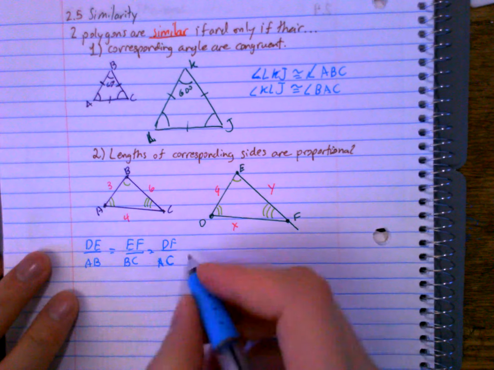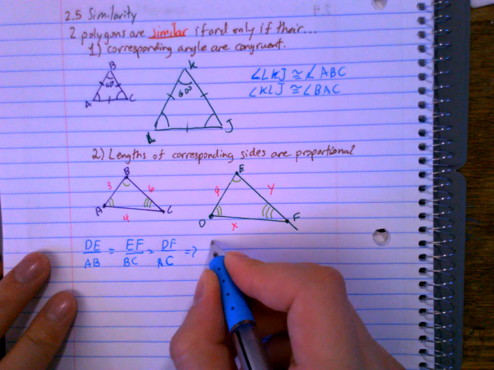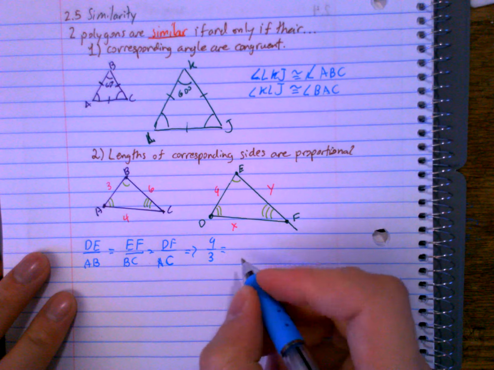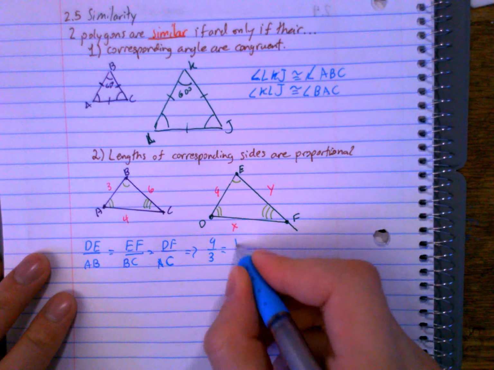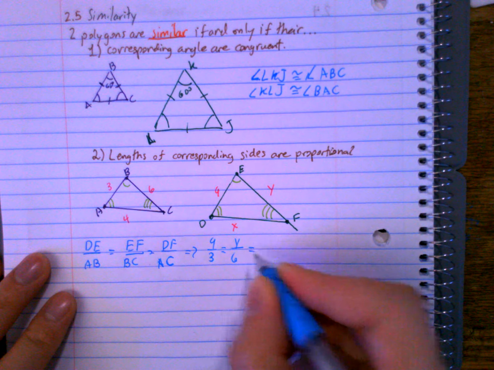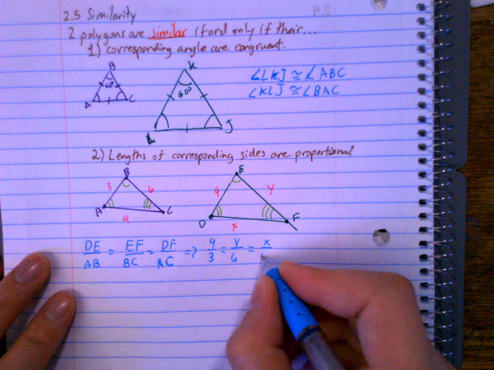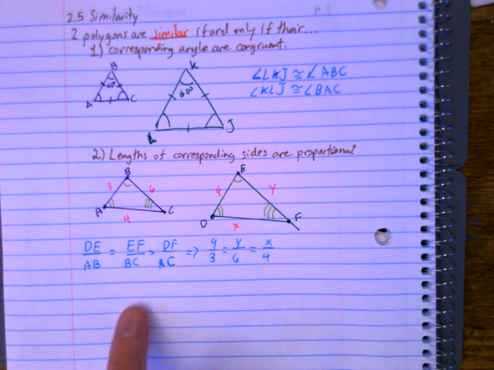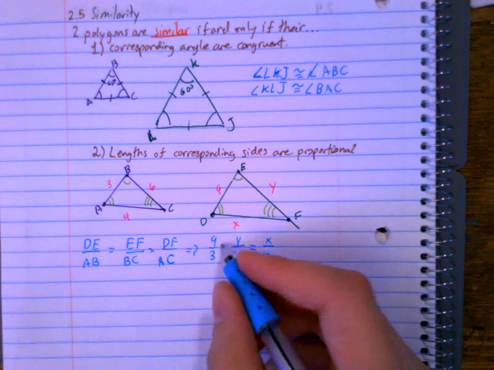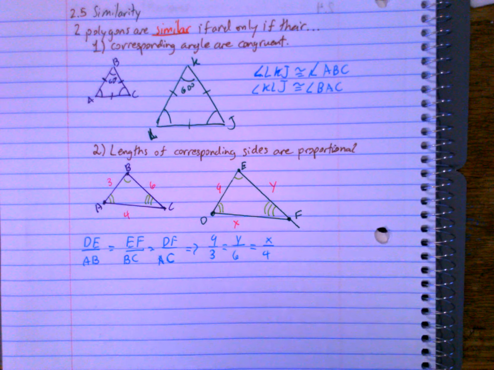So I can do, let's see here, 9 over 3 equals EF, which was y over 6, equals DF, which was x over AC, which is 4. I'm going to take the first two and solve for y. Does everybody see where this is going? Good. Okay, 9 times 6 is? Oh, you said no? Yeah, sorry.